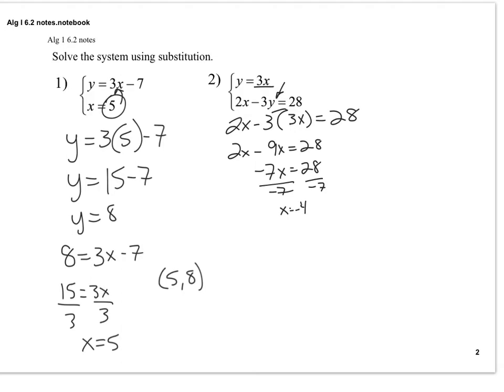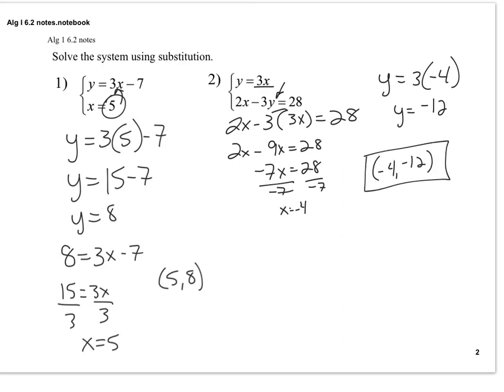Alright? So, I'm going to take that negative 4 and plug it in to figure out what y is equal to. So I've got 3 times negative 4 is equal to y, and so y is equal to negative 12 when x is equal to negative 4. And so that is an ordered pair, and that ordered pair is how I write my answer. It's also a point.